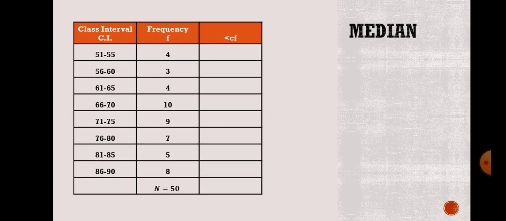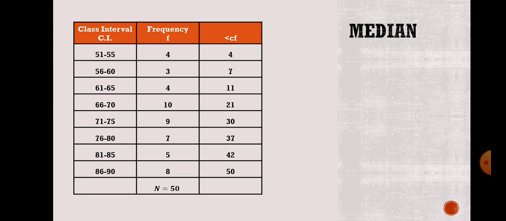Okay, so in this case, let's have the same example we used in computing the mean for group data. So we again have the 51 to 55, 56 to 60, and then until 86 to 90, with their corresponding frequency and the total number of observations, which is 50. Okay, so first thing to do is to determine the median class. But before we determine the median class, let us first construct the less than cumulative frequency table.